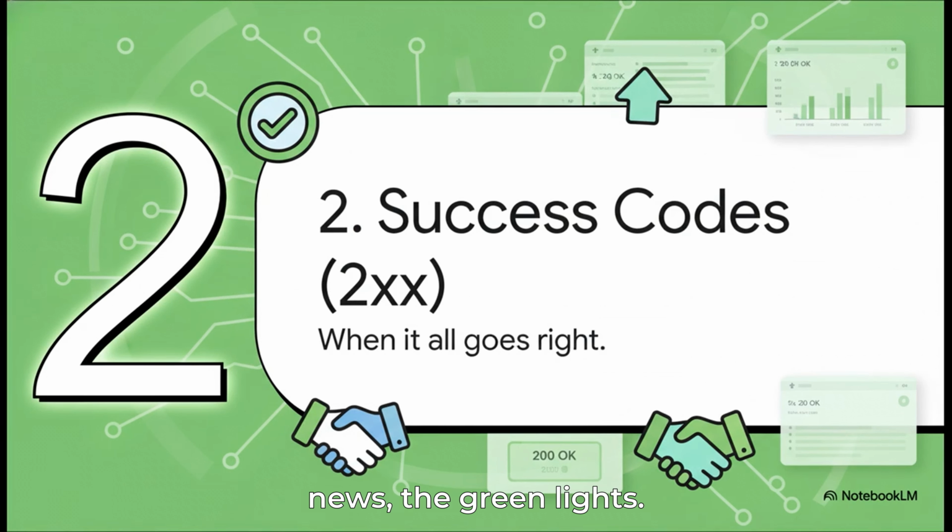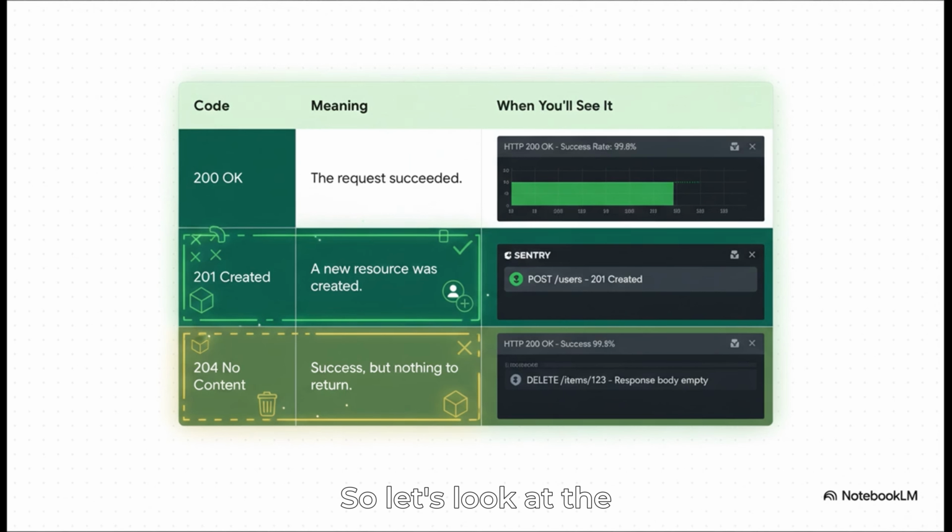All right, let's start with the good news. The green lights. These are the 200 level codes, and they mean everything went according to plan. But, not all successes are created equal. So let's look at the key differences here.